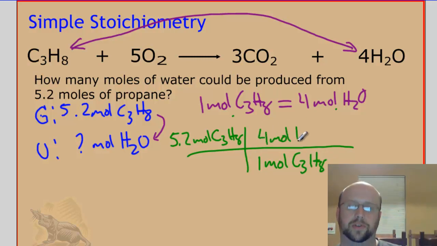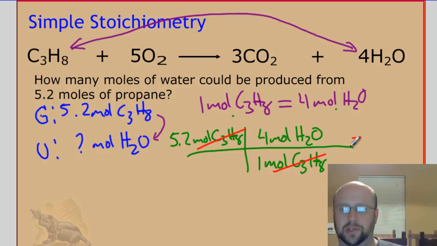4 moles of H2O at the top. Okay. So bam, got that. And then you just punch it into the calculator. So we punch this into the calculator. We get 20.8 moles of water.